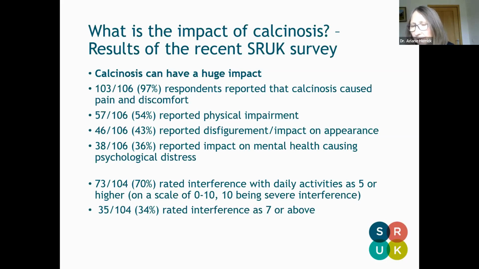When we asked in the survey for respondents to grade on a 0 to 10 scale, 10 being the most severe interference, how much calcinosis interfered with their daily activities, then as you can see here, 70%, so that's over two thirds, reported a substantial interference of 5 or above. And in fact, one third reported really very major interference, rating it at 7 or above. Okay, next slide.